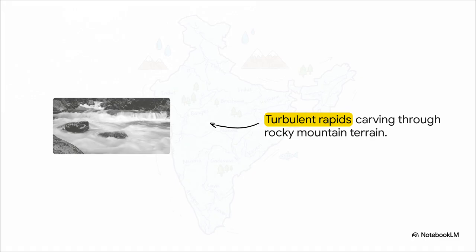Take the river Kosi, for instance. It brings down so much rubble from the mountains that it actually blocks its own channel, forcing the river to violently and suddenly change course. It happens so often and causes so much devastation that the Kosi is notoriously known as the Sorrow of Bihar.